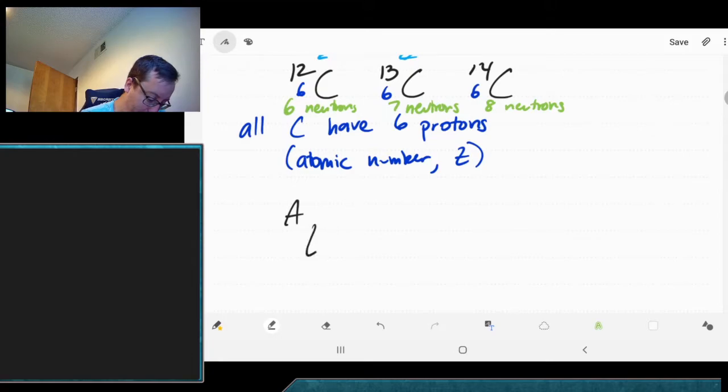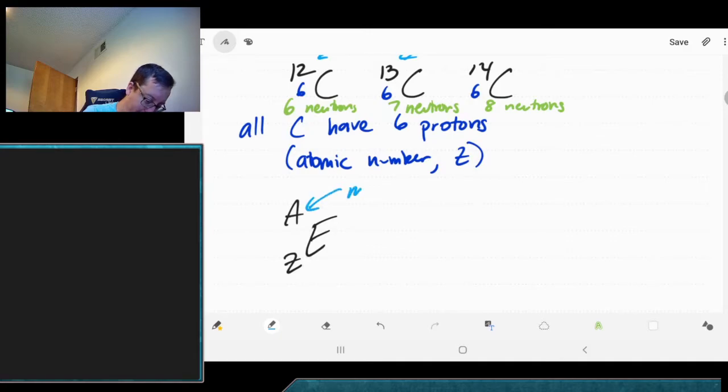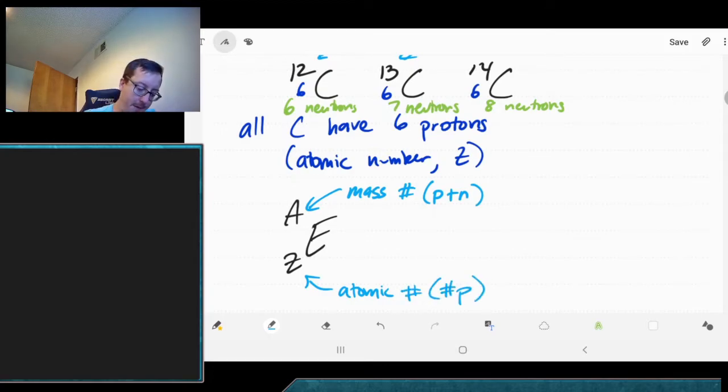These are typically arranged like so, where you have your mass number, which is protons plus neutrons. Z is your atomic number, which is your number of protons. This guy here is your elemental symbol, like C for carbon, or He for helium, whatever element you're looking at.